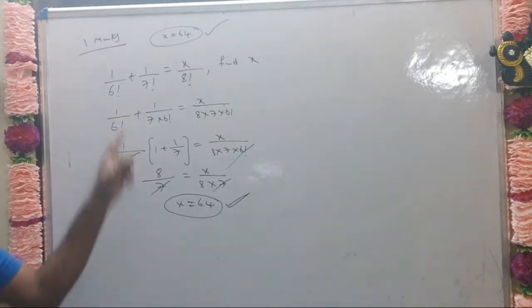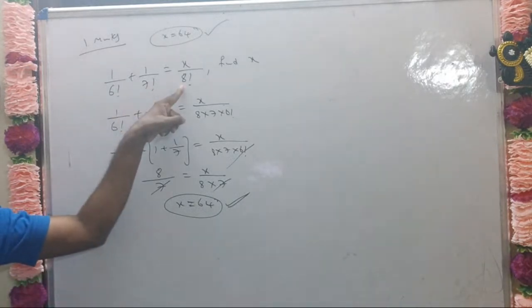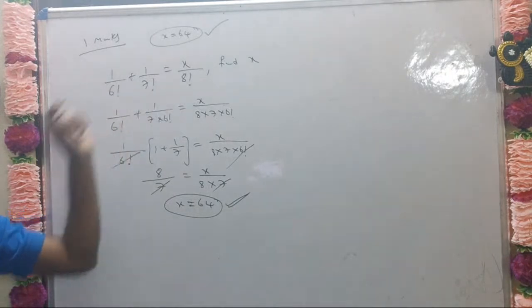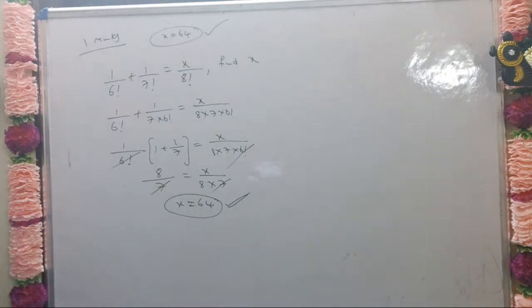Understand? Here 8 factorial is there, no? 8 8s are 64 will come. Okay. So factorial notation you need to use while solving this question. Factorial notation. Okay.